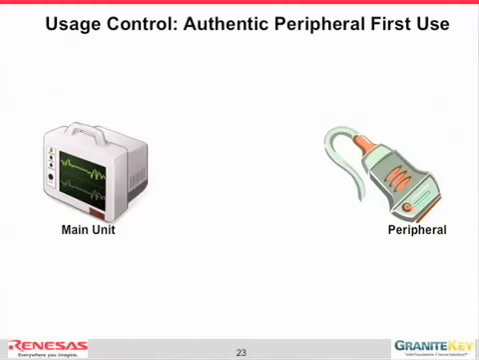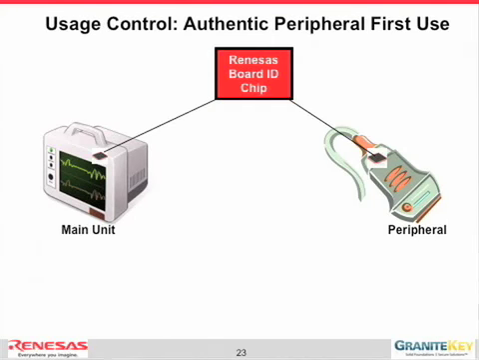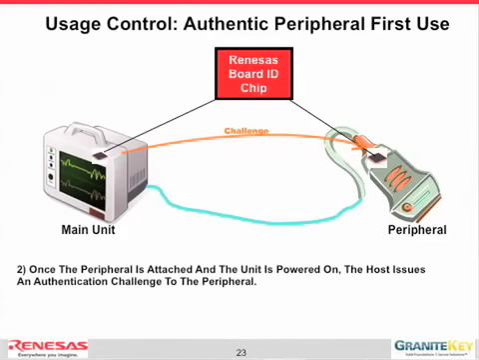So we can take, for example, a Renesas board ID chip, and we can put one of these chips onto both the main unit and the peripheral, and we can use asymmetrical encryption and all the things that we learned before. And then when the main unit is turned on, it's going to send a challenge to the chip on the peripheral, and the chip on the peripheral is going to respond.